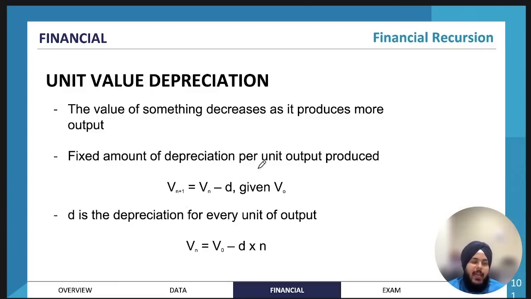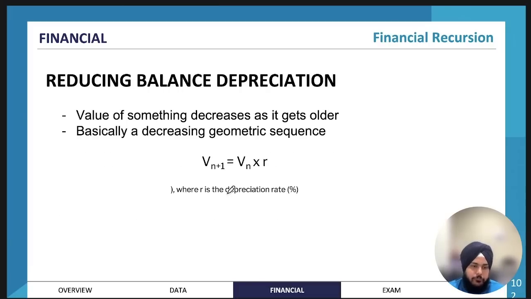And there will usually be a unit value cost. So there will usually be a certain value. For example, it might be that the printer depreciates in value by 10 cents for every page that it prints. And then the formula is going to be exactly the same as the flat rate depreciation. However, now the D value actually represents how much it decreases every single time.